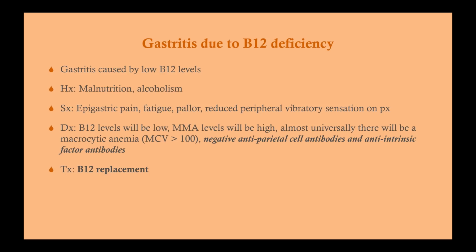So gastritis due to B12 deficiency obviously is, by definition, gastritis caused by low B12 levels. Well, what would cause low B12 levels? Malnutrition or alcoholism. We know that alcoholism has a very, very strong association with B12 deficiency. Not all alcoholics are B12 deficient, but in the US, most people who are B12 deficient happen to be alcoholics. The symptoms, epigastric pain, and then issues related to their B12 deficiency.